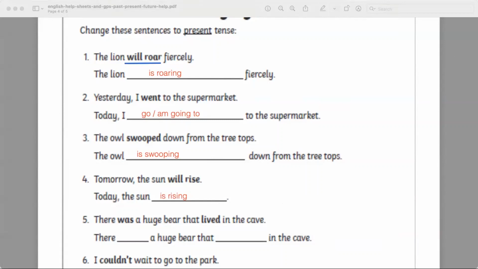Another thing you can do is, so tomorrow the sun will rise. You can actually use will rise in the present tense in this sentence because today the sun is rising. You can say today the sun will rise will also be correct, because you're referring to what's happening in the present tense by using the word today.